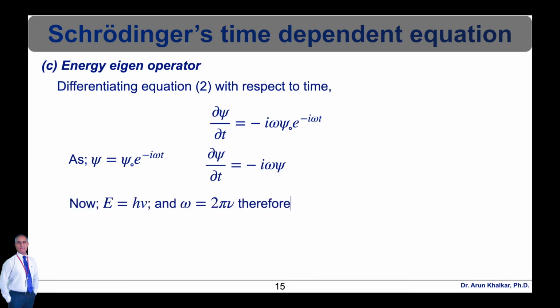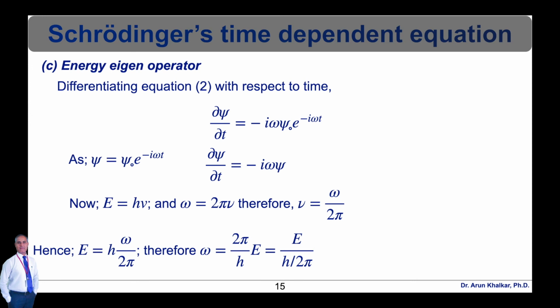Now let's see, capital E is equal to h nu, that is the energy, and omega is equal to 2 pi nu. Therefore, nu is equal to omega upon 2 pi. Hence, energy capital E is equal to h into omega upon 2 pi. Therefore, omega is equal to 2 pi upon h into capital E, that is nothing but capital E upon h upon 2 pi. But h upon 2 pi is nothing but h bar. Therefore, omega is equal to capital E upon h bar. Let's say this is equation number 4.